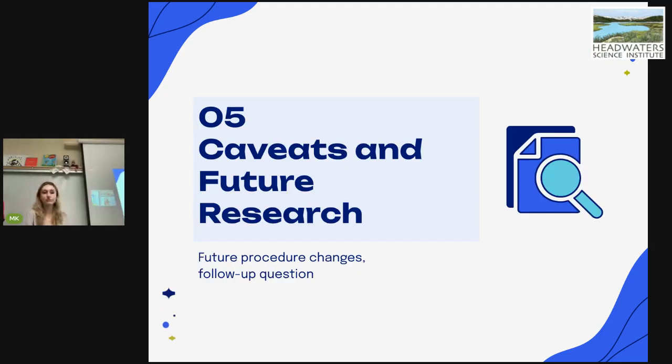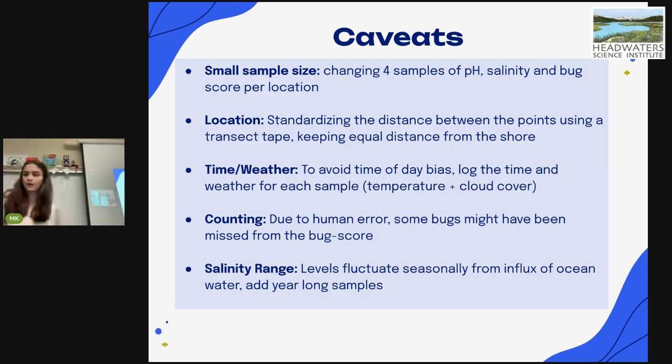Okay, so moving on to our caveats and future research. So some of the caveats that we had was our small sample size. So if we were to do a further study, we would definitely up our sample size from 2 to 4 and take more samples of the pH and of the macroinvertebrate score. We would also make sure to standardize the distance between each of our points because we used strides, and that kind of left room for human error. So if we were to do the study again, we would use a transect tape and also make sure that we kept an equal distance from the shore each time.